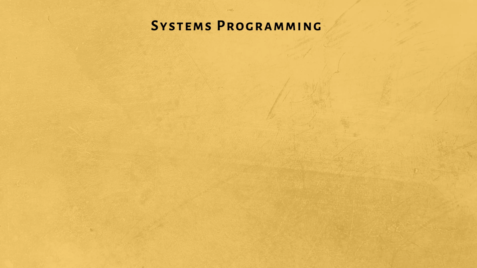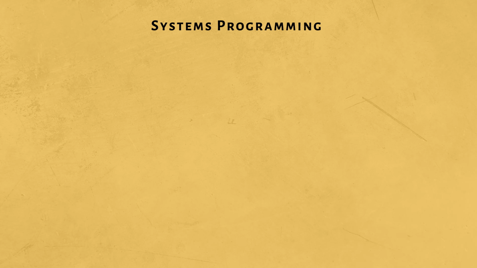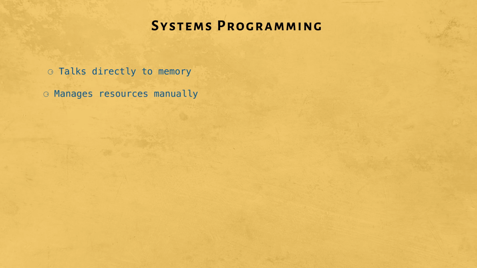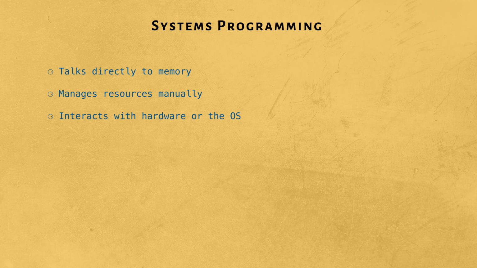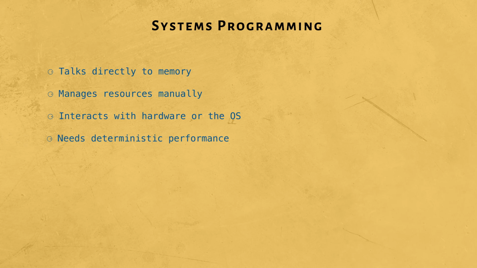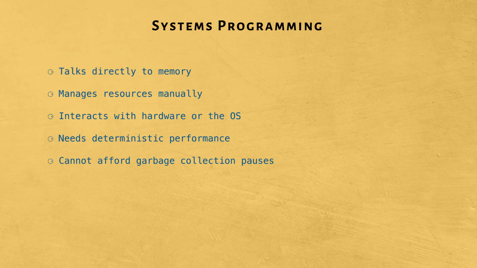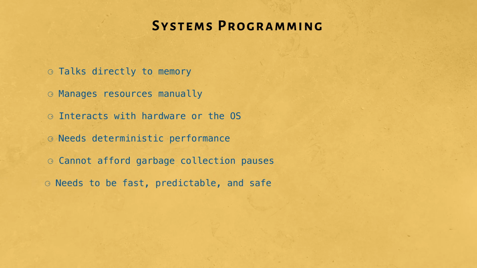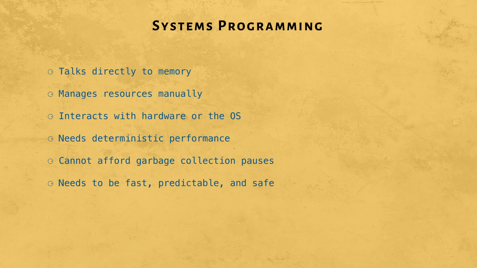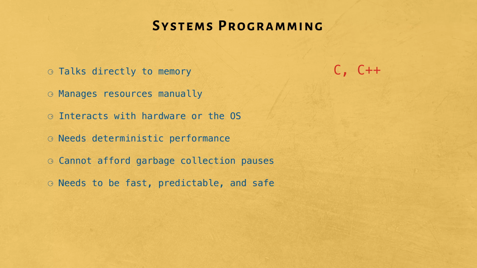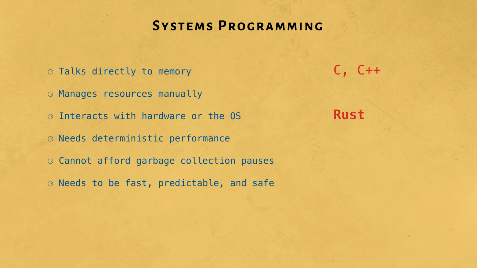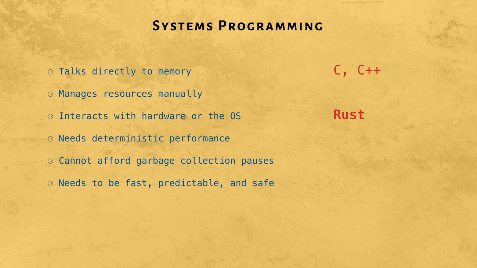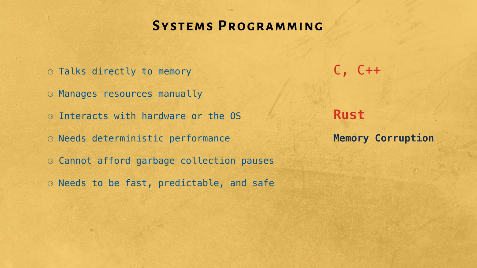When we say systems programming, we're talking about software that talks directly to memory, manages resources manually, interacts with hardware or the OS, needs deterministic performance, cannot afford garbage collection pauses, needs to be fast, predictable, and safe. Traditionally, this meant C and C++. Rust enters this world and says, what if we had the same power without memory corruption? That's the promise of Rust.